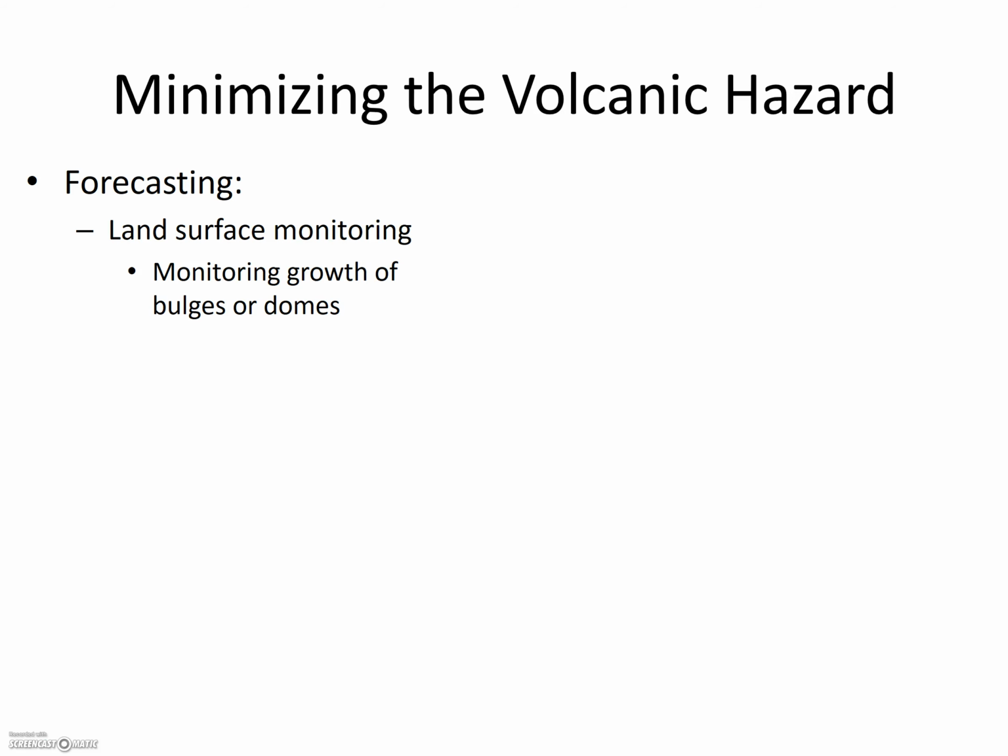Land surface monitoring for growth of bulges or domes also aids in eruption forecasting. These bulges occur as more magma is added. The bulge can subside after an eruption, as it did for the Hawaiian Kilauea volcano, or the bulge can explode, as it did for Mount St. Helens. In both cases, the land deformation indicated an imminent eruption.